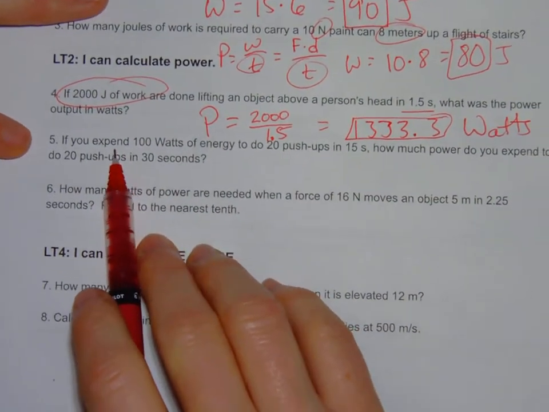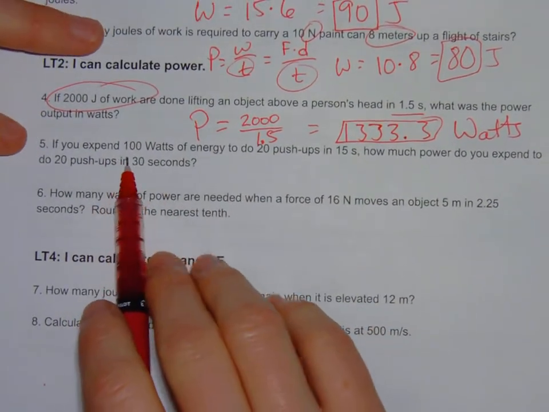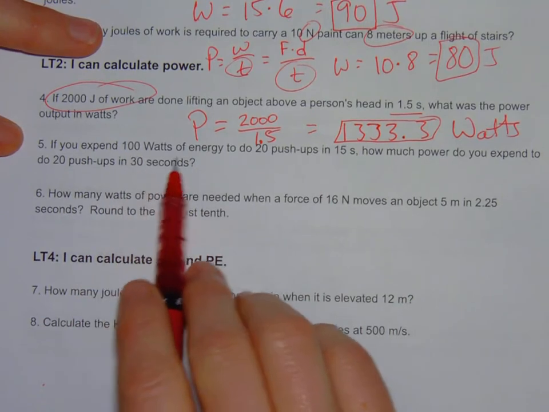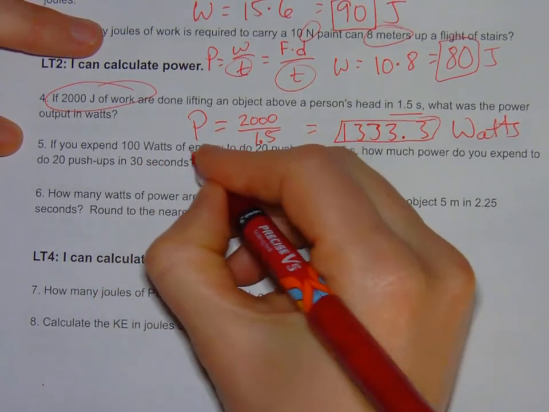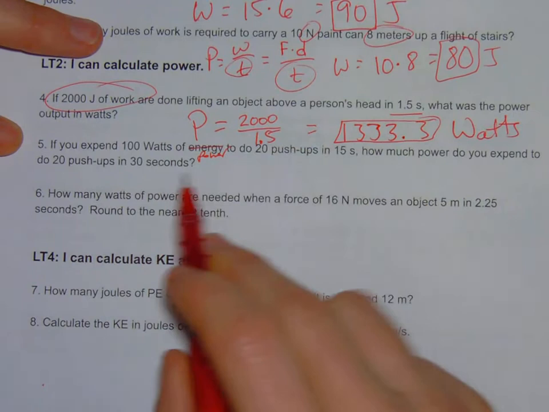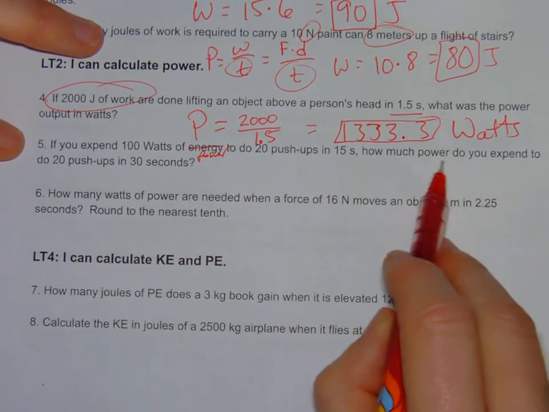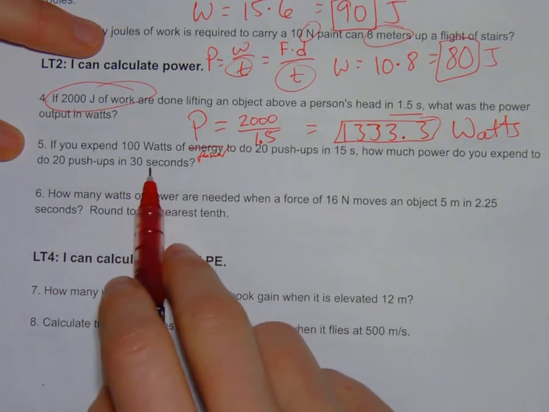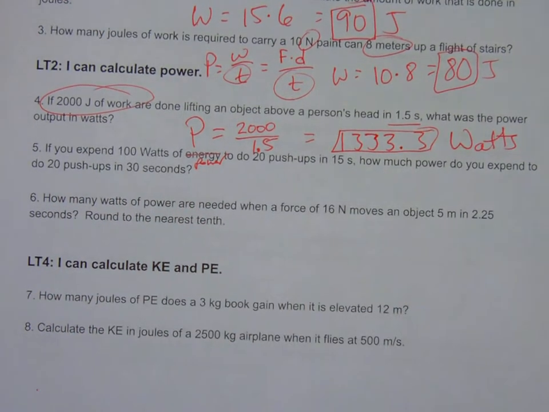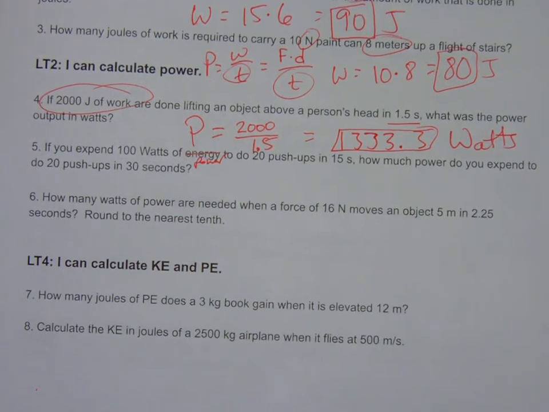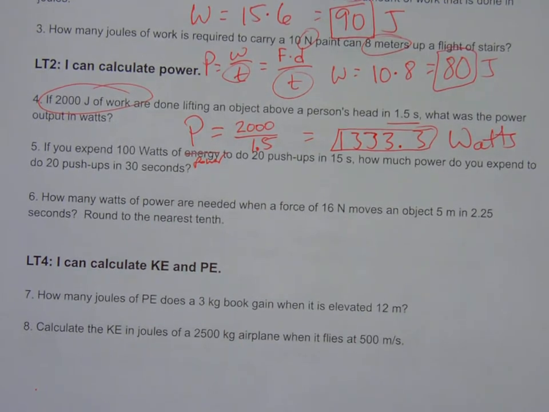Number 5 is more of a thought process. If it takes you 100 watts of, this should say power, my fault there, I need to fix that. 100 watts of power to do 20 push-ups in 15 seconds. How much power then to do 20 in 30 seconds? So the thought process is, if it takes somebody longer to do the same amount of work, they are less powerful. They're using less power. If somebody can do the same amount of work in a shorter amount of time, they are more powerful.